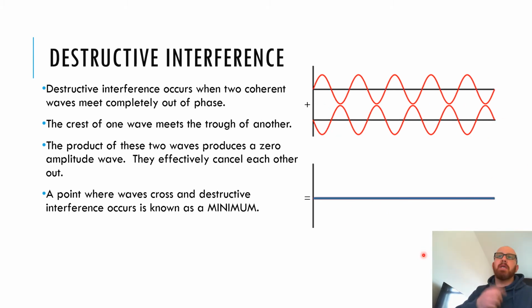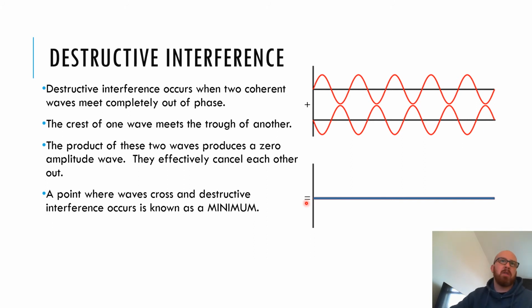Now, destructive interference is the other type. It only occurs when two coherent waves meet completely out of phase. You'll see here the peaks and the troughs, the crests and the troughs, are meeting each other, and what happens is the positive value here cancels out the negative value, and overall you get 0. So positive value here, negative value here, overall 0. They cancel each other out, and the product of these two waves produces a 0 amplitude wave.